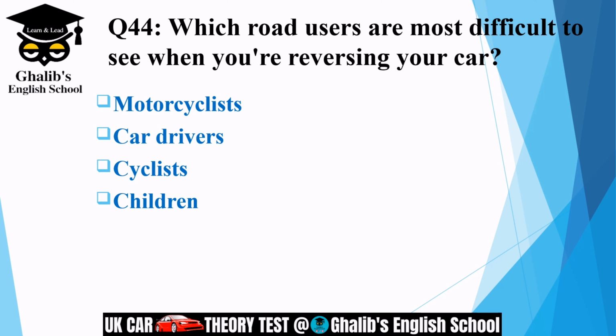Question 44. Which road users are most difficult to see when you are reversing your car? Motorcyclists, car drivers, cyclists, or children? So another example of vulnerable road users, children. They are hard to see because they are small. When you are reversing, you can't see them.